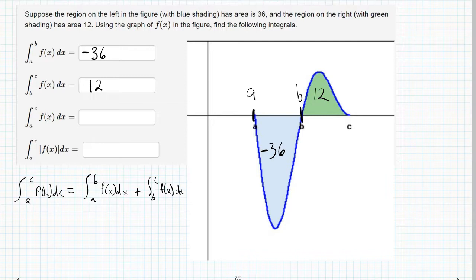And so what we get is negative 36 plus 12, which is 24, I believe, with a negative symbol in front, so negative 24. Okay, so now the last trick, we can do the same thing with absolute value.